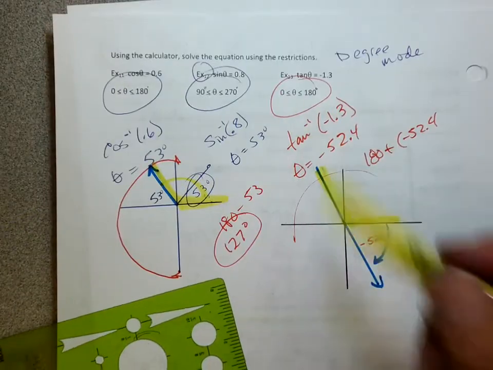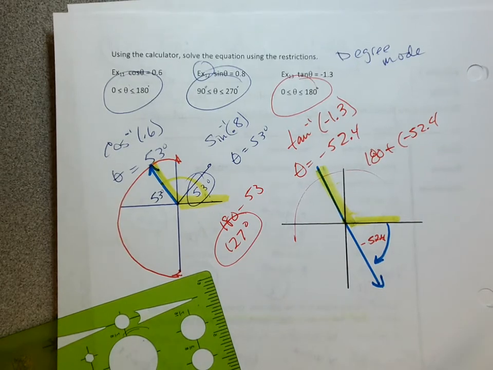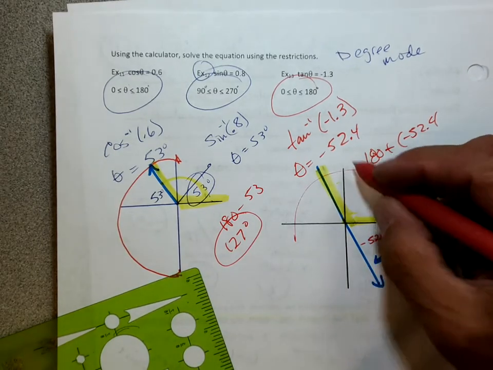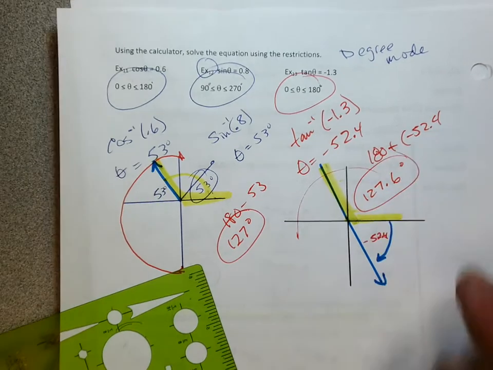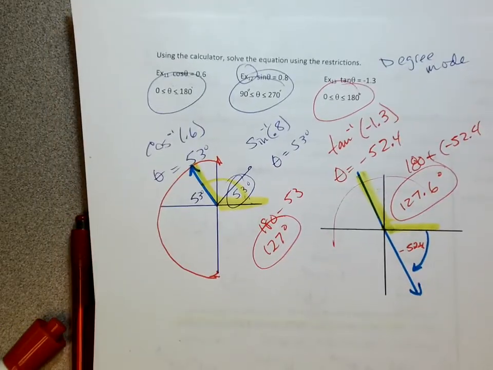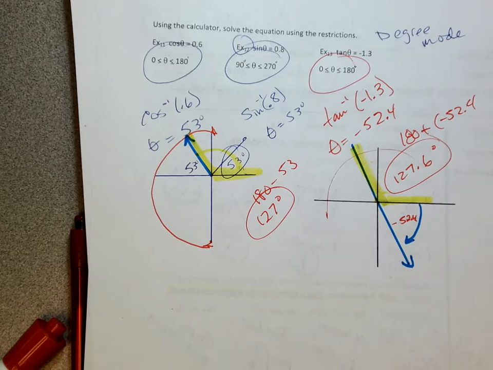is between 0 and 180. And that's the one I want. So that's going to be, my angle is 127.6 degrees. Okay? So it's a little bit harder. This is the reference angles, and I'll talk about this some more when I get back on Monday.